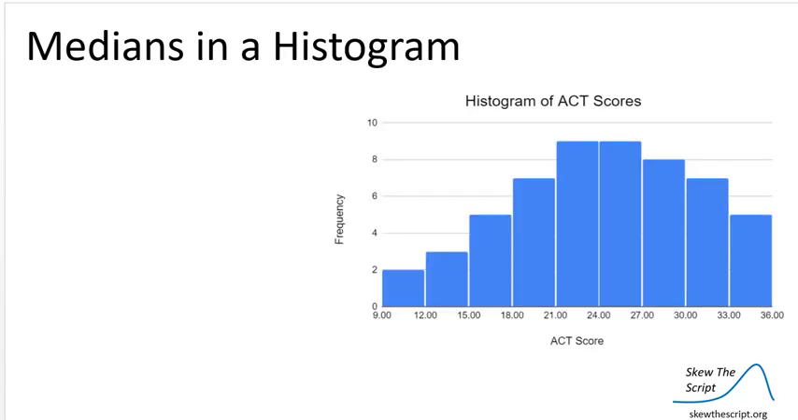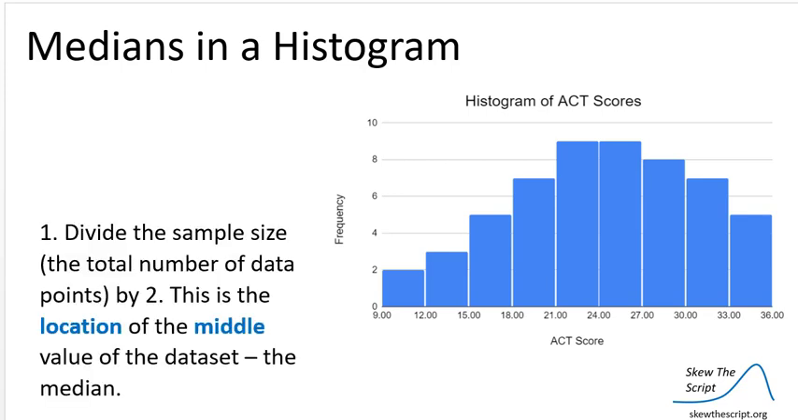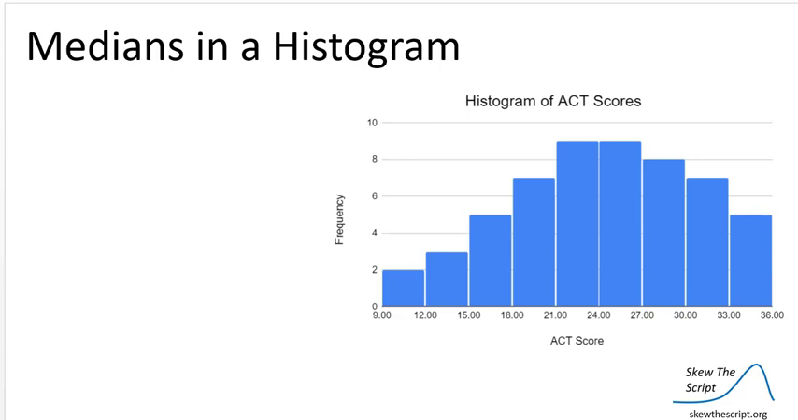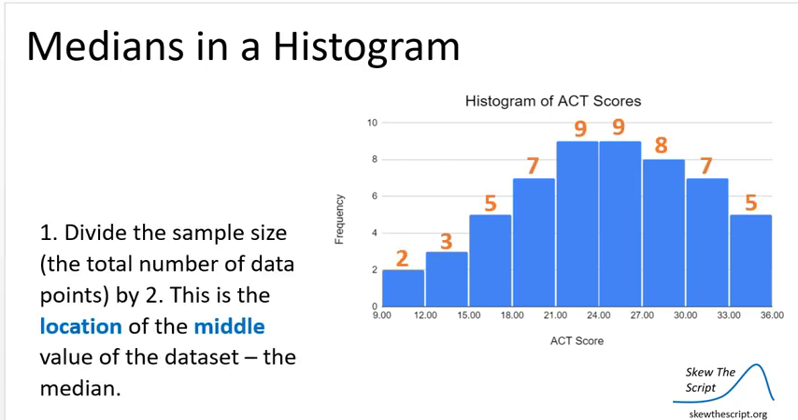I'm pulling back up a histogram that we looked at on Friday, and this is the histogram of ACT scores. On Friday we looked and said, okay, these are the ranges of ACT scores, and these are how many times they occur. So if I were to add some stuff on here, I would say, oh, a range of 9 to 12 occurs twice, 12 to 15 occurs 3 times, etc., etc.